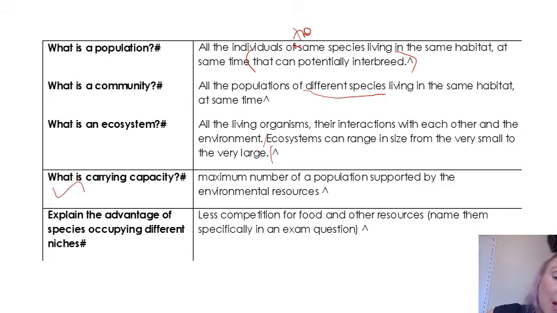Okay, so here is your specific definition for carrying capacity. We will come back to carrying capacity when we start measuring population size. So it is the maximum number of a population that is supported by the environmental resources within that ecosystem. So it's the maximum number that a population can reach, supported by the environmental resources.